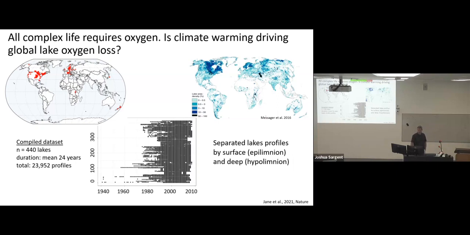We organized this by profiles. We separated these by surface water and deep water. So we looked at trends separately. Surface waters we defined as the top 2 meters of the water column, and deep waters the bottom 2 meters of the water column if the lake was stratified. If it wasn't stratified, then we only looked at the top 2 meters of the water column.